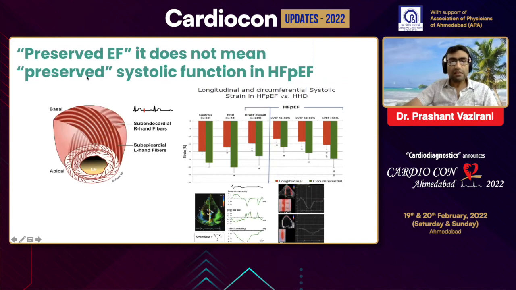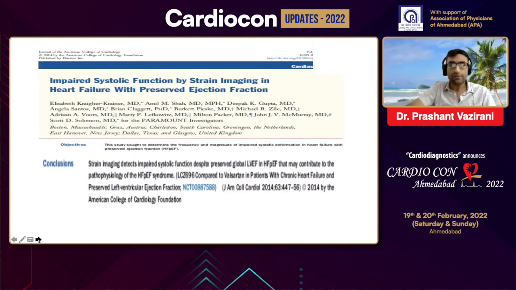So this is what we were discussing, that preserved EF does not mean preserved systolic function because of the arrangement of the myocardial fibers, you know, the circular, longitudinal, the different crisscross arrangement. Every patient of HFpEF should have their global longitudinal strain measured, because there have been numerous papers published that strain imaging can detect impaired systolic function despite normal global EF in HFpEF patients, which contributes to the pathophysiology of HFpEF.